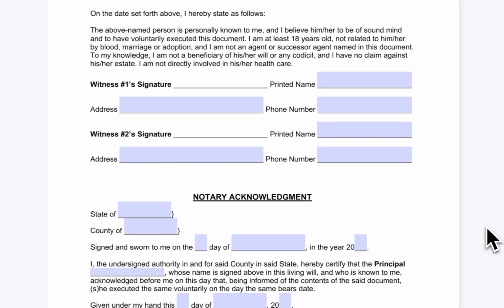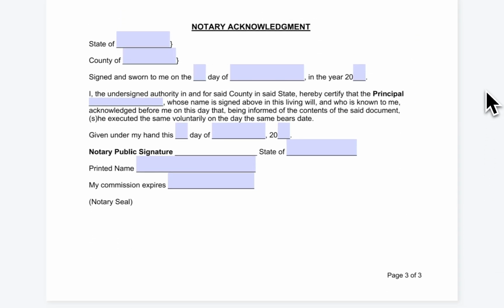And here as a notary, this is our acknowledgement. So we want to put the state, the county where we're sitting currently as we're notarizing. We're putting the appropriate date. We're putting the principal's name, and we're doing our signing and put our seal in here.